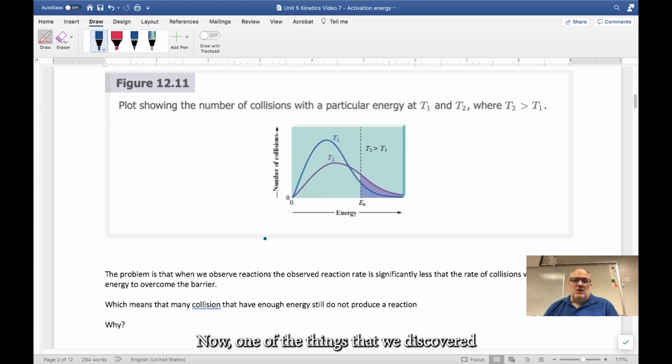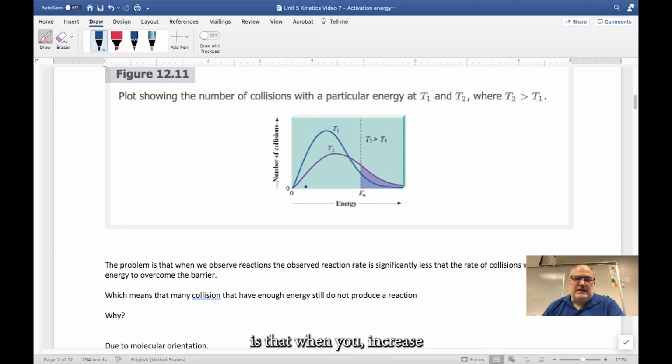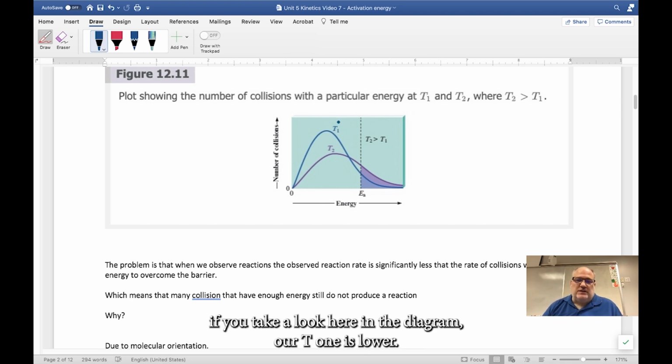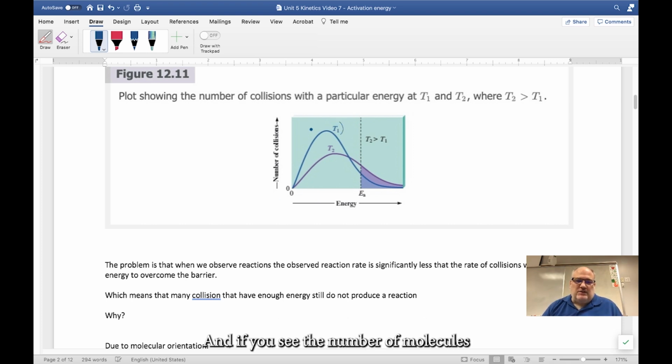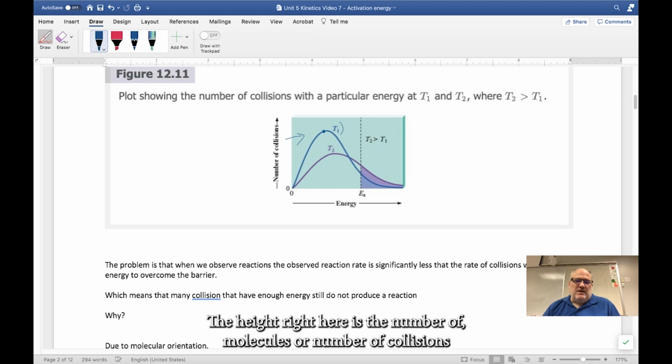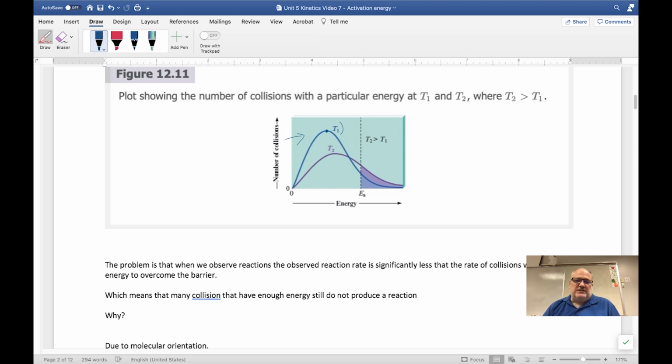Now, one of the things that we discovered is that when you increase temperature, you end up with more collisions that have enough energy to make a reaction go. So at a lower temperature, if you take a look here in the diagram, our T1 is lower. The height right here is the number of molecules, or number of collisions, at a particular point.